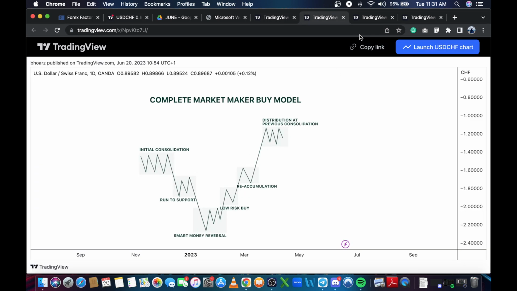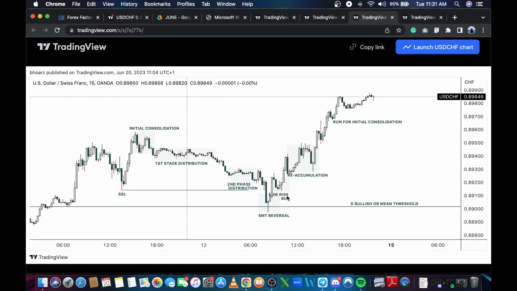And this is what usually would happen at the low risk buy phase, where the market will usually flash some kind of indication to retail that it wants to go lower, and then retail chases that, and then you can see the aggressive run higher. Then the market runs higher and goes back into the second phase distribution and reaccumulates there, and then you see expansion from the initial consolidation. And this is a complete market maker buy model.